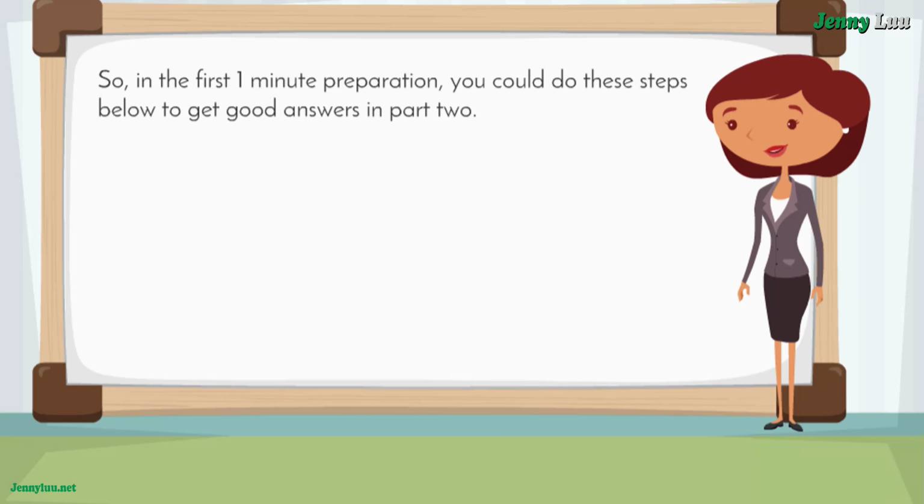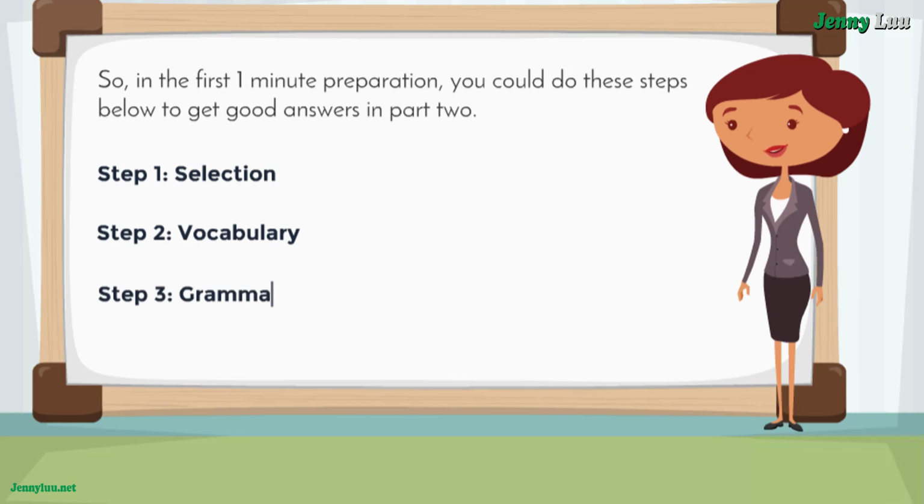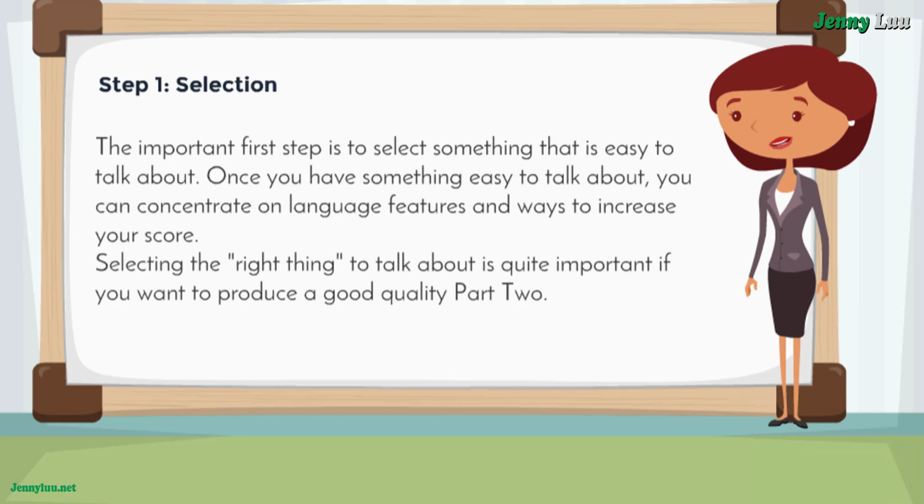So, in the first 1 minute preparation, you could do these steps below to get good answers in Part 2. Step 1, Selection. Step 2, Vocabulary. Step 3, Grammar point. Step 1, Selection. The important first step is to select something that is easy to talk about. Once you have something easy to talk about, you can concentrate on language features and ways to increase your score. Selecting the right thing to talk about is quite important if you want to produce a good quality Part 2.